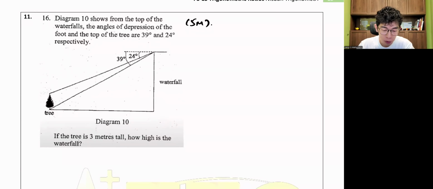Okay, Diagram 10 shows the top of a waterfall and angles of depression. The angles of depression of the foot and the top of the tree are 39 and 24 degrees. So it looks like they really placed it nicely for you.